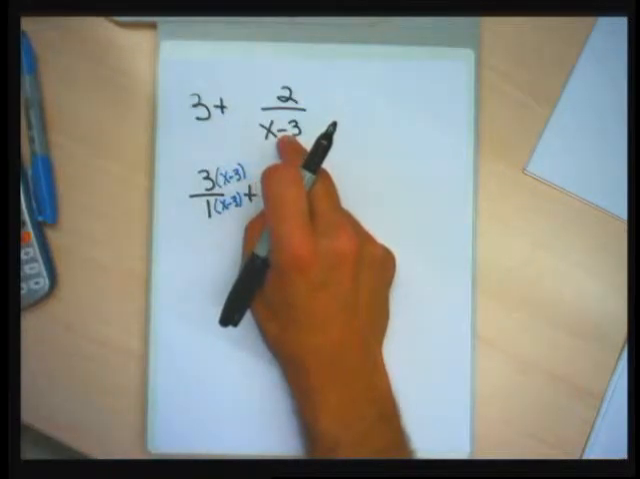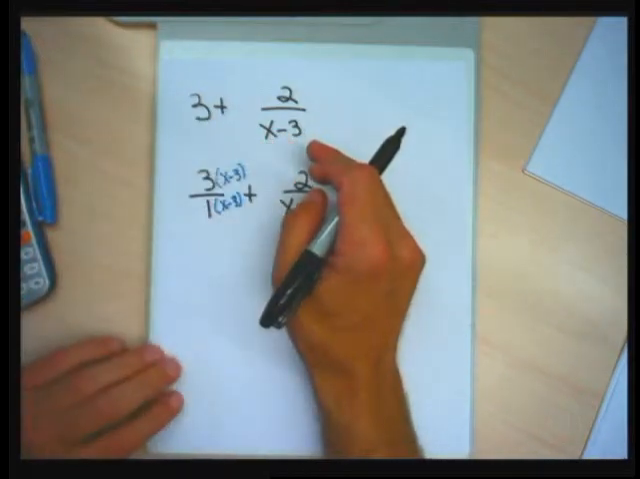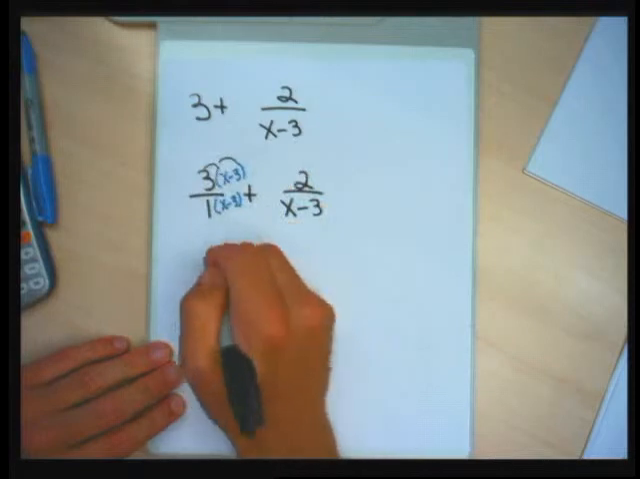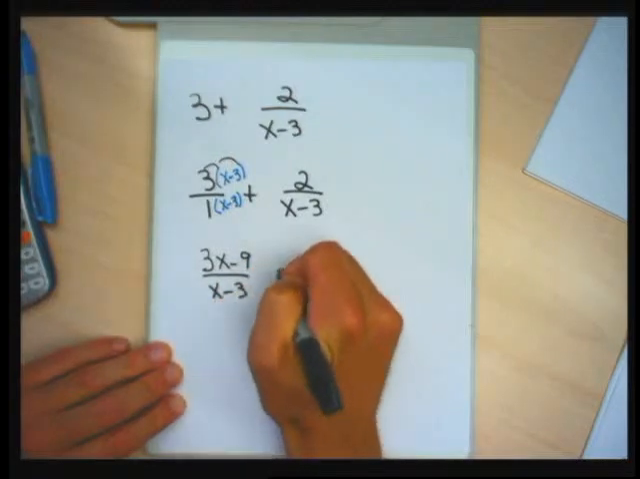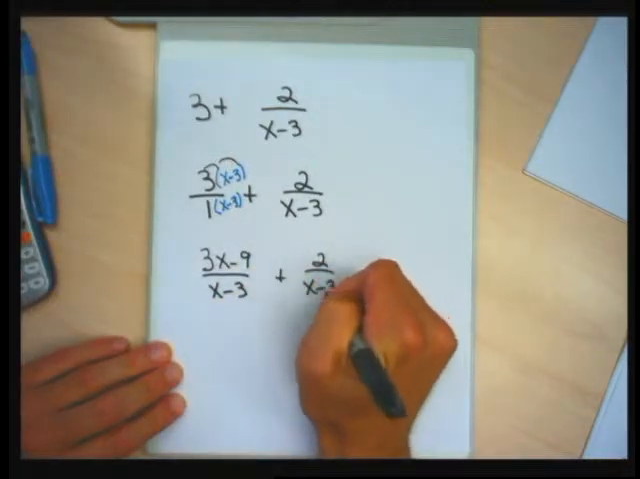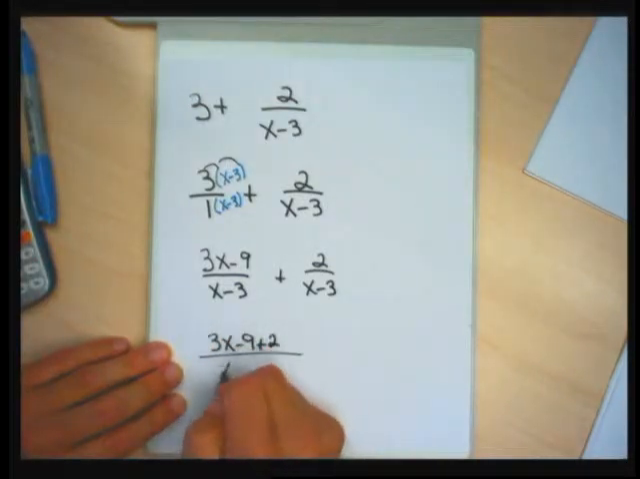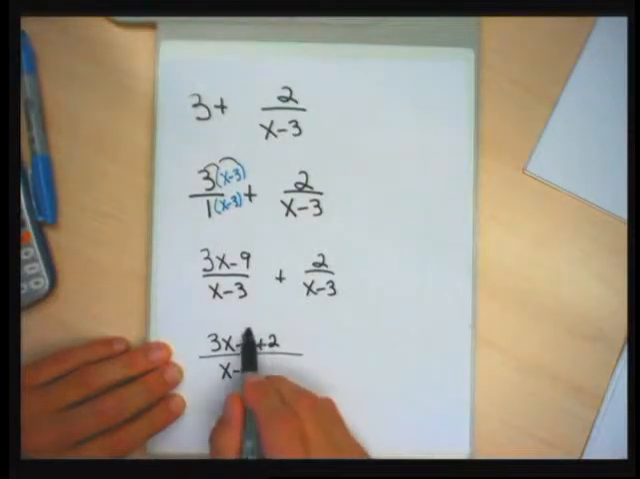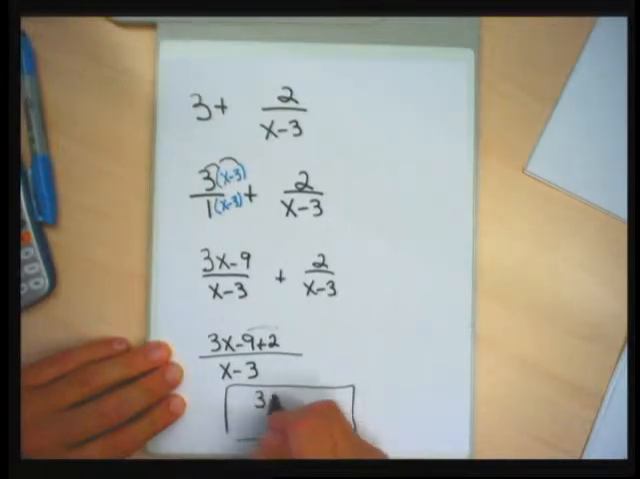If only one of the terms is a fraction, then probably the best thing to do is make the term that wasn't a fraction into a fraction and give it the denominator the other one has. So I'm going to multiply out this numerator, and I get 3x minus 9 over x minus 3. Second fraction is 2 over x minus 3. Now I can make the two fractions into one. Make this 3x minus 9 plus 2 over x minus 3. Combine these terms right there. Those numbers have opposite signs, so I'm going to subtract and get 3x minus 7 over x minus 3.